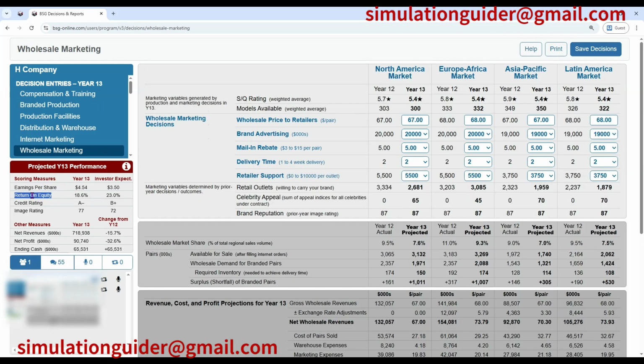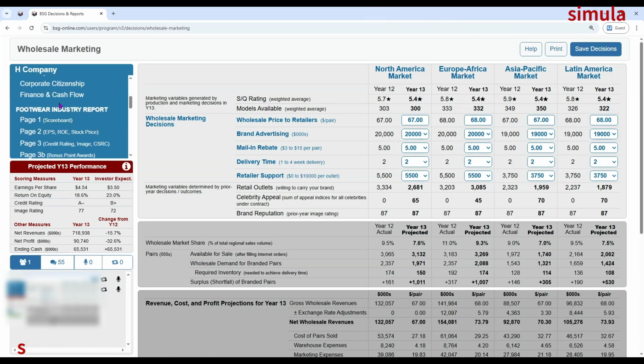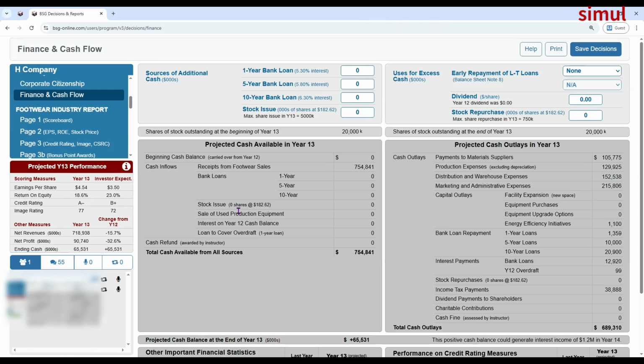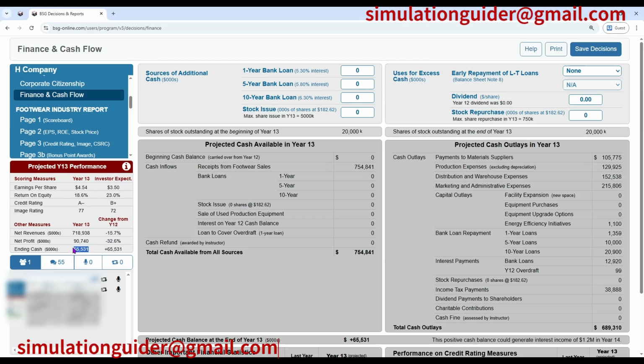The second way of increasing your EPS is by reducing the shares outstanding. So if you have a lot of shares, you can sell them so that you can get cash. And also this simply means that we're going to use the excess cash that we have. Like at the moment we haven't made any decisions, but we have around 65,531.